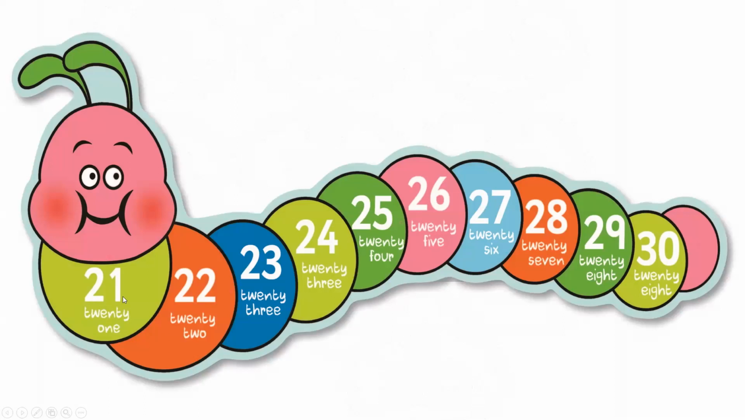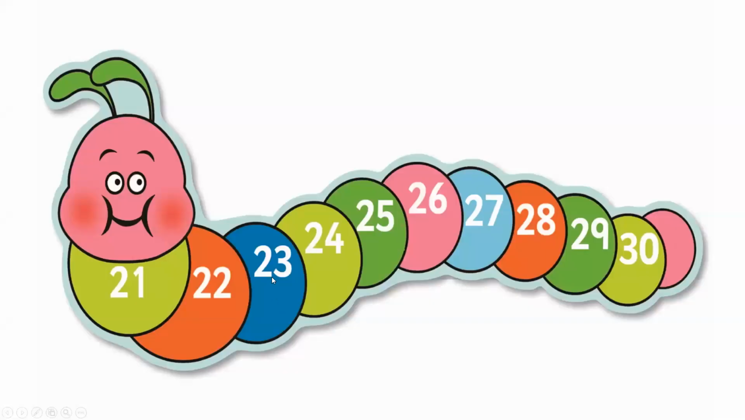Yes. Very good. 21, 22, 23, 24, 25, 26, 27, 28, 29, 30. Very good. Once again, 21, 22, 23, 24, 25, 26, 27, 28, 29, 30. Now clear counting 1 to 30?